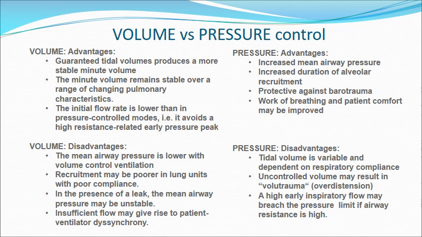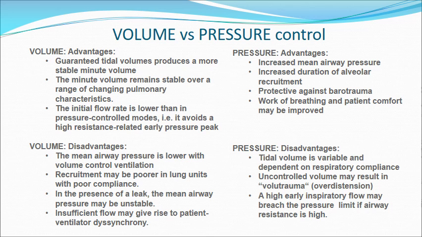And so if there's a poor compliance of the lung, which is basically the resistance, or in electrical terminology, we would call it the conductance. In the presence of a leak, also the mean airway pressure may be unstable. And this last one, insufficient flow may give rise to patient ventilator dysynchrony. Basically, you don't want to set the flow too low, or the synchronization breaks down.